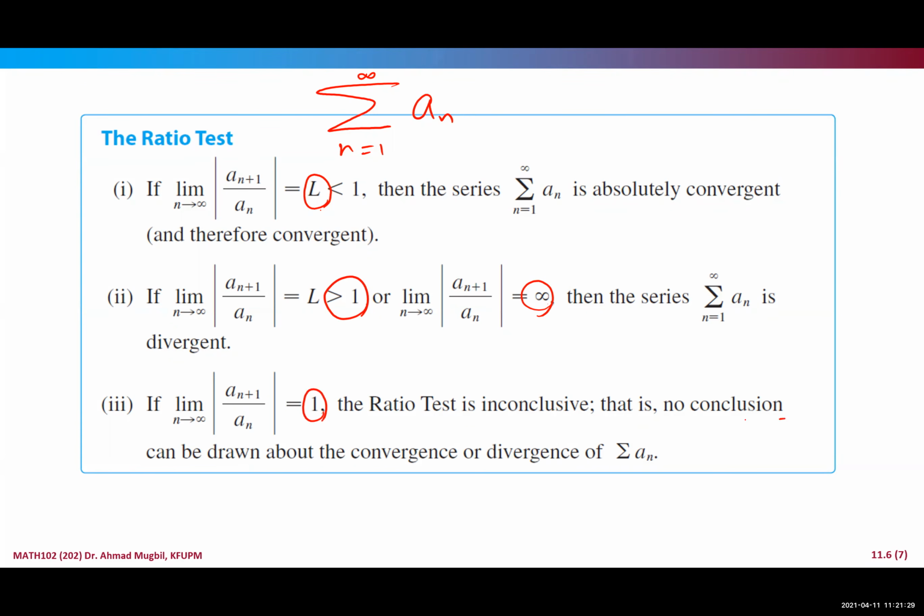If the limit is 1, the test is inconclusive. There is no conclusion. The test fails to decide about convergence or divergence. It might converge, it might diverge. Let me give you an example about this last case.